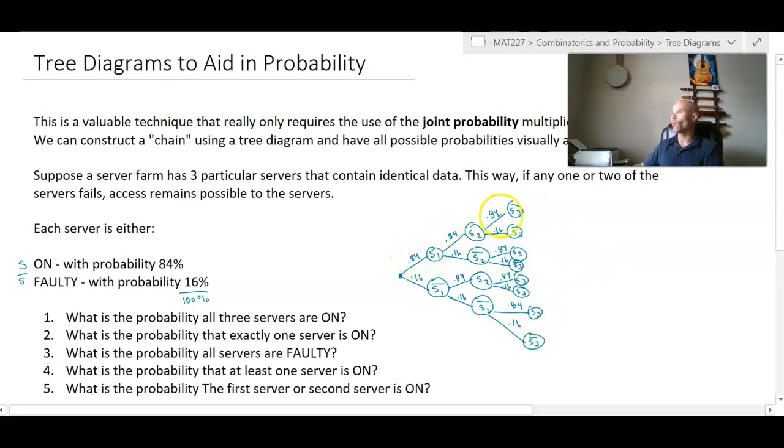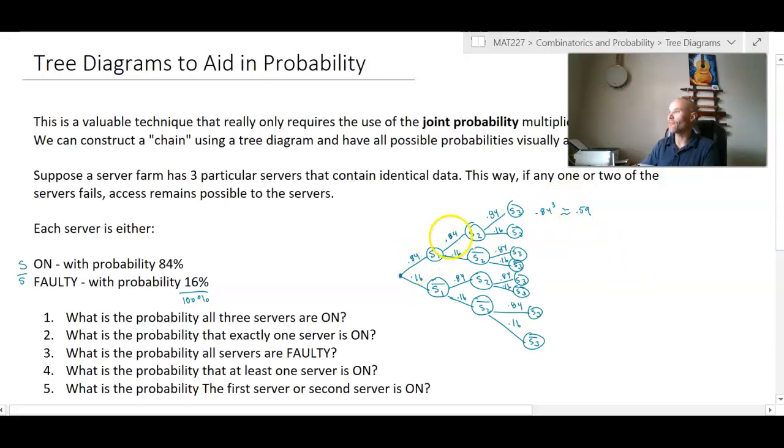Here, namely, if I follow up the branch, I'll have 0.84 times 0.84 times 0.84, which is 0.84 cubed. And I'm just going to calculate all of these probabilities. Maybe some of them I don't need, but it's relatively easy to do this. So this is about 0.59, rounded to 2 decimal places.